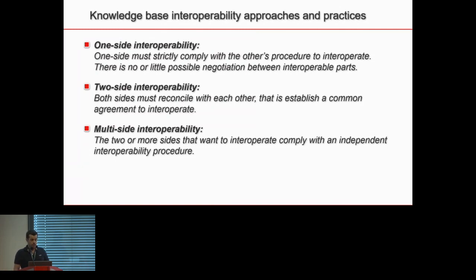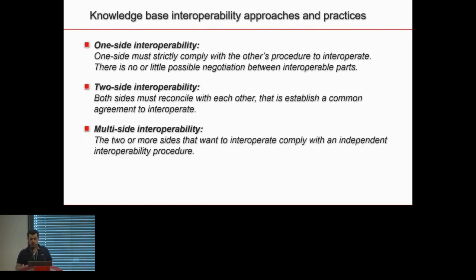Another kind of interoperability approach gives you more flexibility, but it can take longer because of the reconciliation aspect: both sides must reconcile with each other and establish a common agreement to interoperate. And finally, multi-sided interoperability is where you have two or more sides that want to interoperate and comply with an independent interoperability procedure, for example, a data interoperability standard.